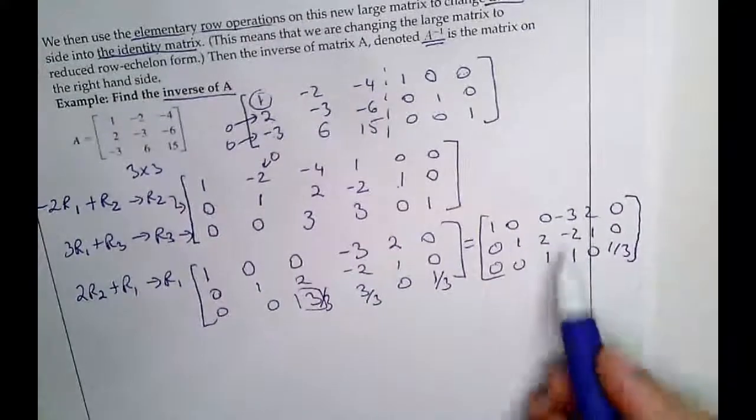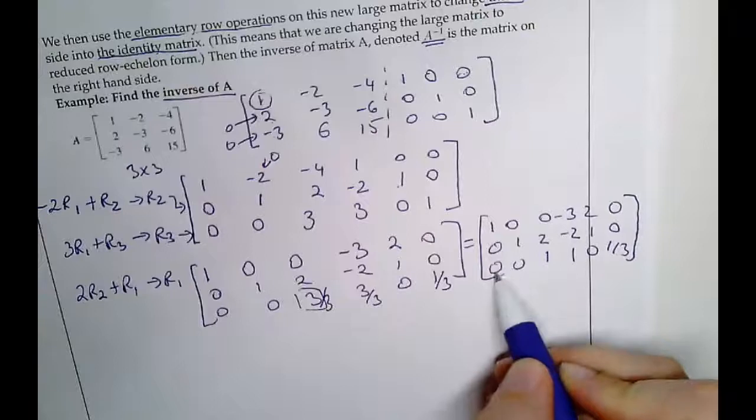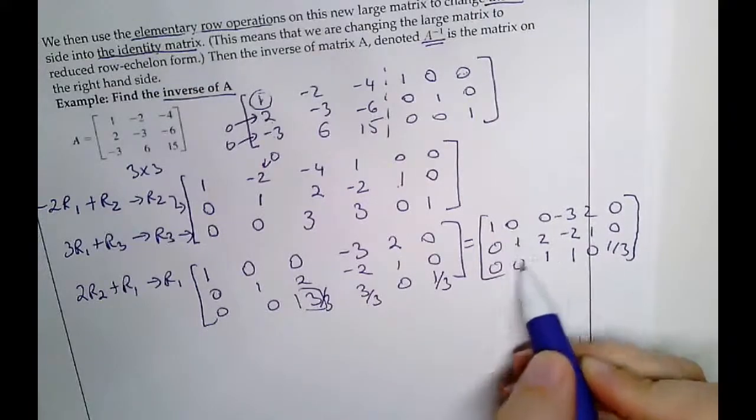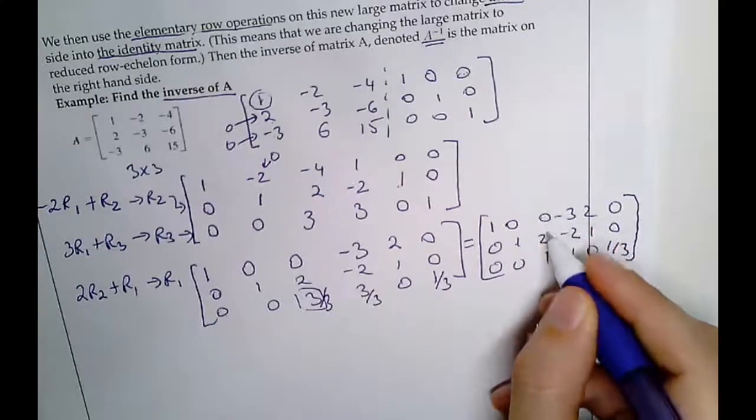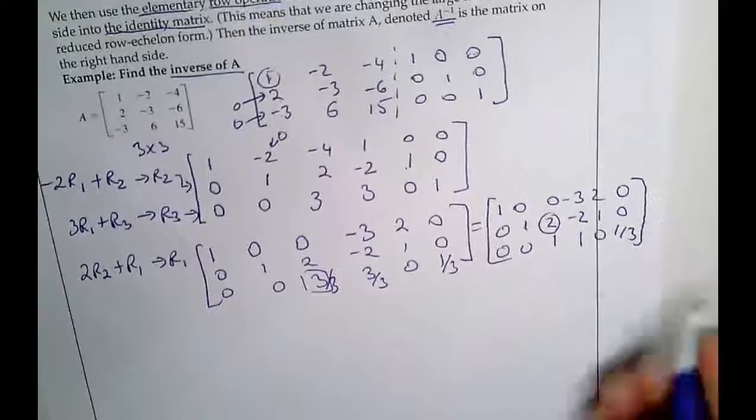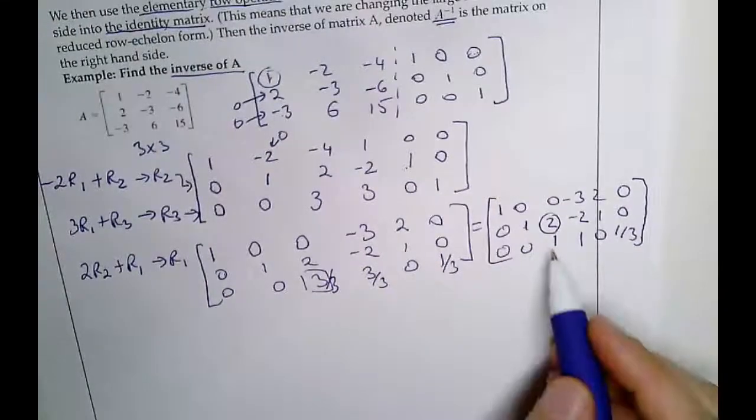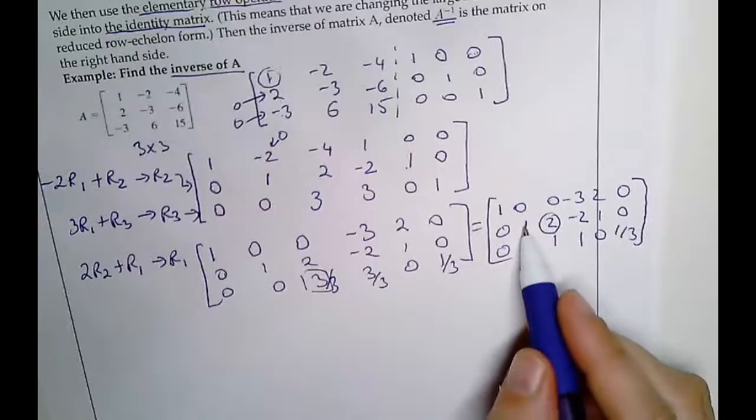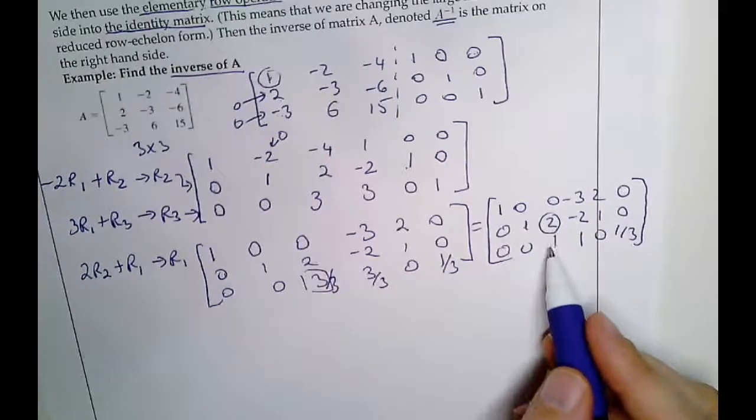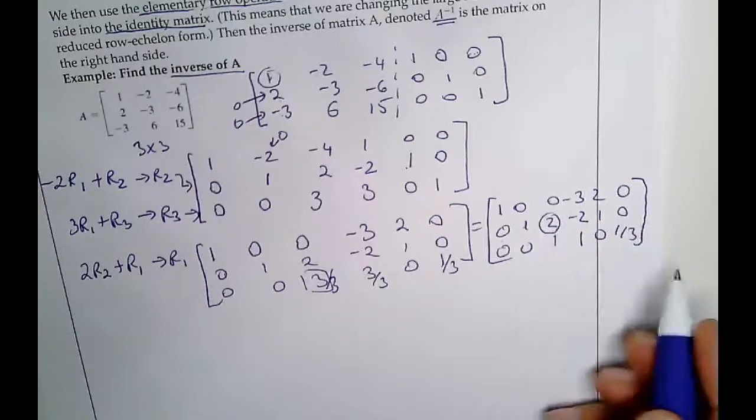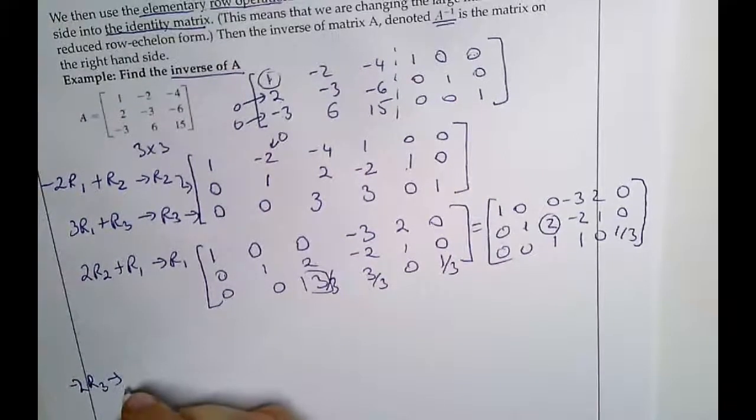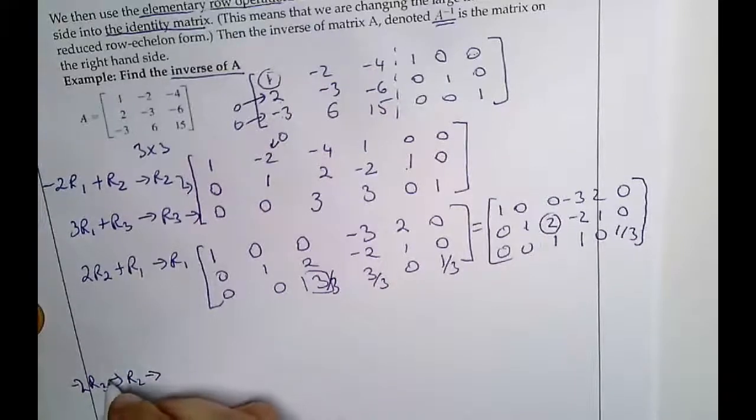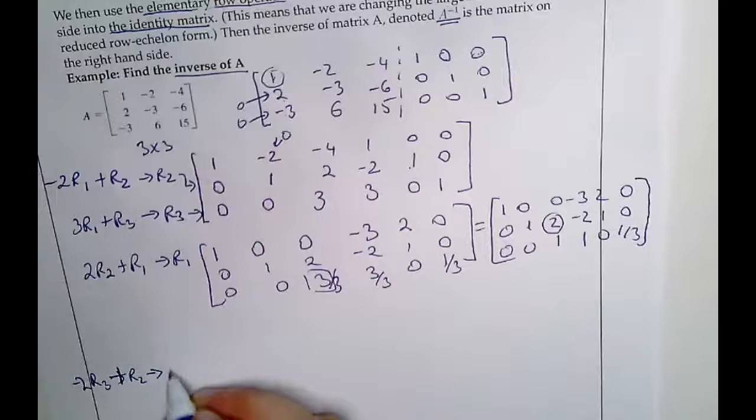Okay, so the only thing I need to do now, I have a 1, zeros below it, 1, zeros below and above it, and then this is a 1, I need to make zeros above it. This is already a 0, so I need to make this a 0. So I'm working with row 3. What multiple of row 3 added to row 2 is going to make this a 0? Well, I need negative 2 of row 3 added to row 2.